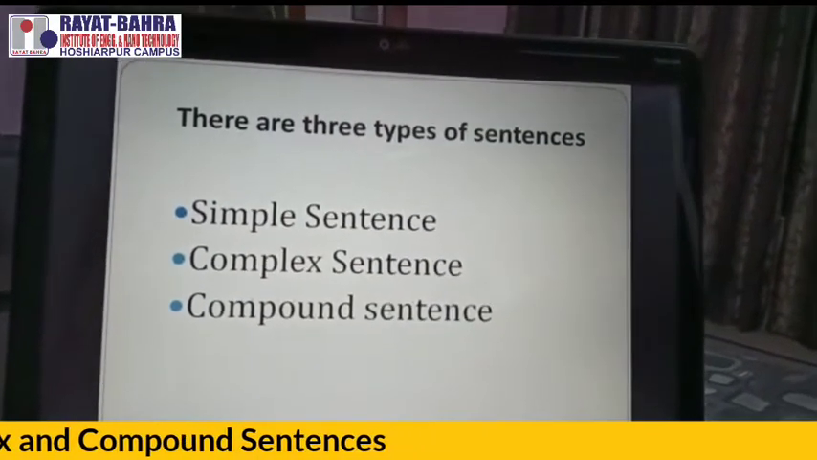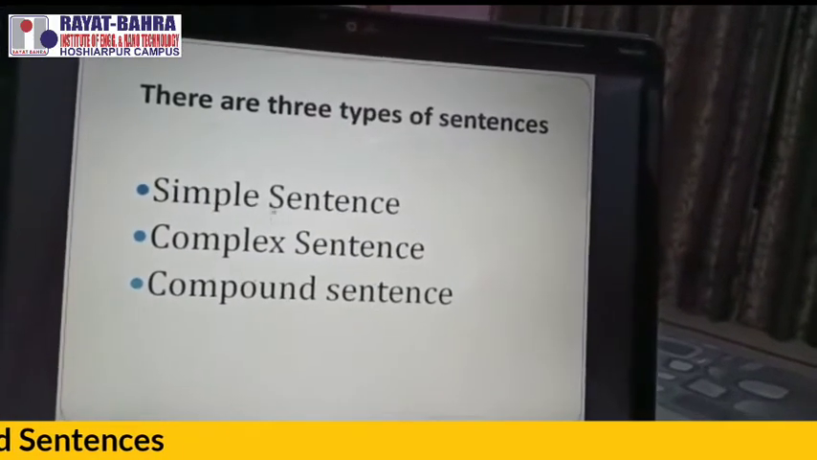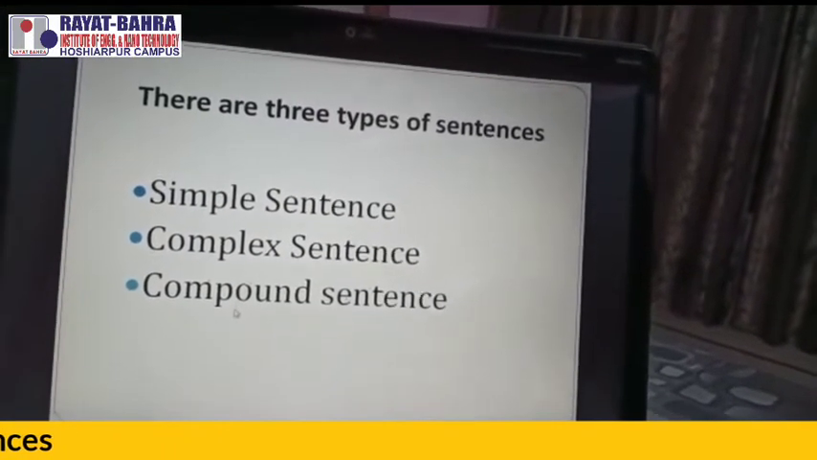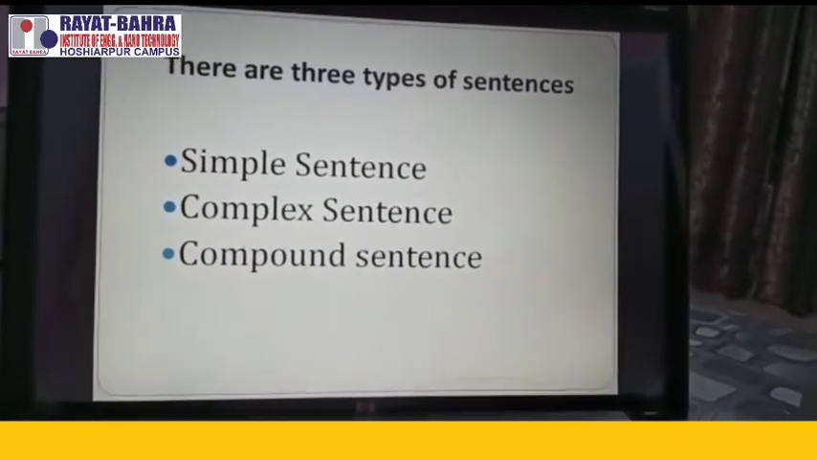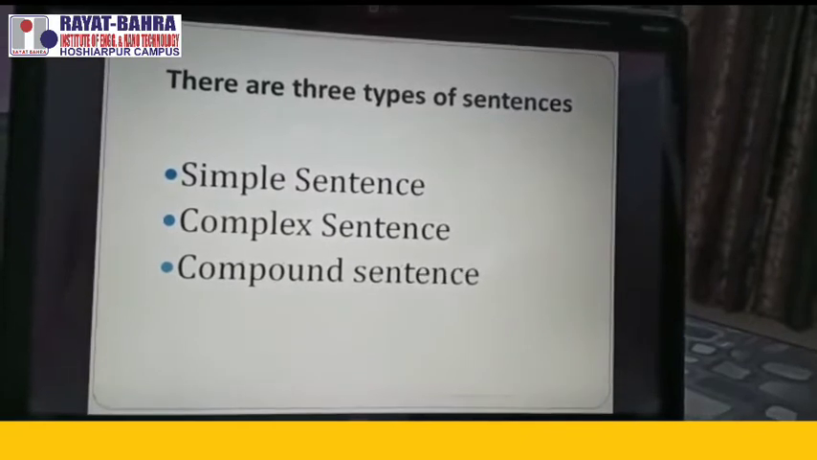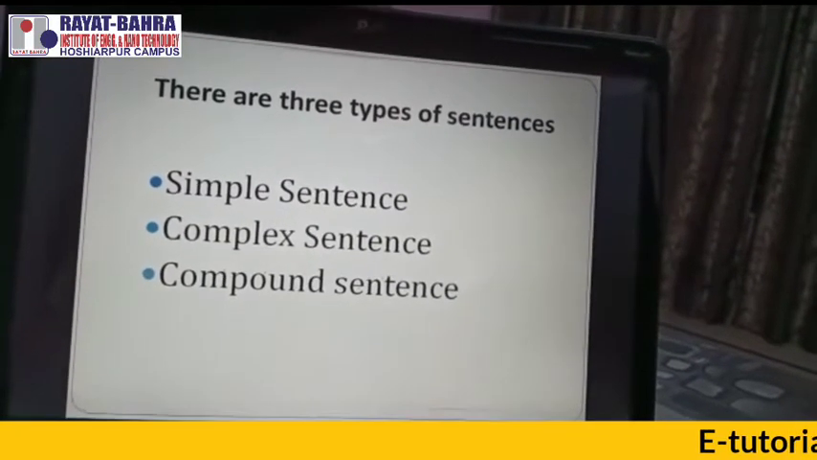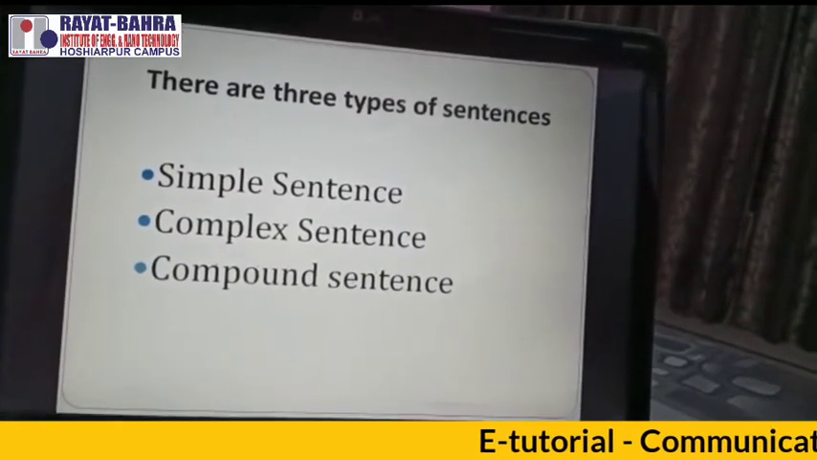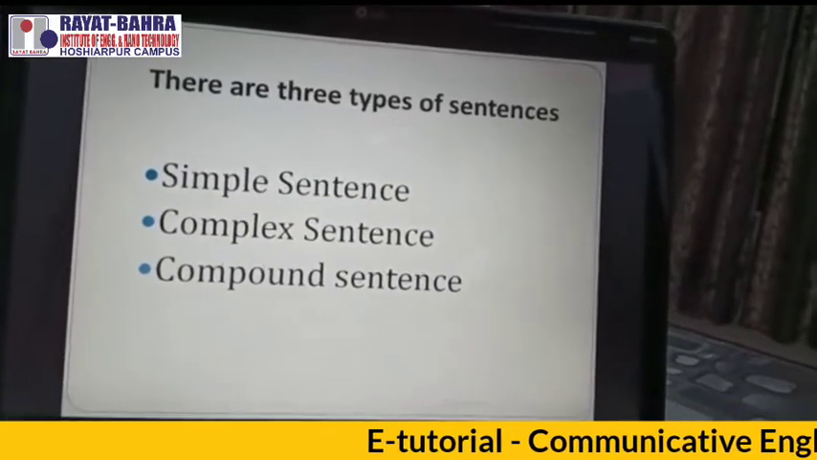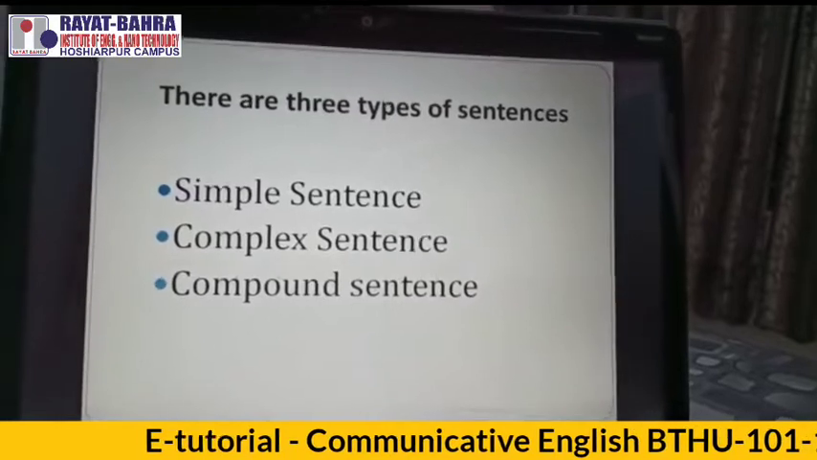Broadly speaking, there are three types of sentences: simple sentences, complex sentences and compound sentences. Each of these sentences has its own features, characteristics and structure. While writing and speaking, we need to use a variety of sentences. We can use them only when we know their exact structure. So let us first learn what a simple sentence is.